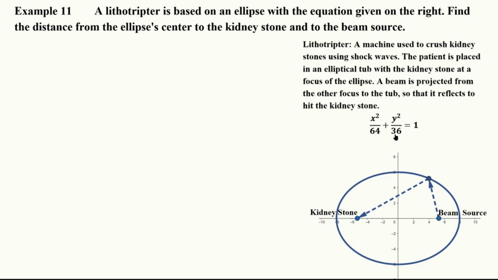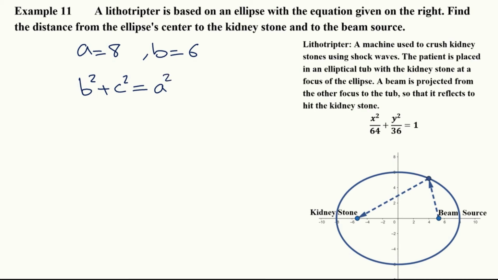So we have A equals 8, B equals 6, and we're trying to find C, and we know that B squared plus C squared equals A squared, or at least that's the one that I like to memorize. It's the simplest one for me. You may have your own favorite version of this to memorize.